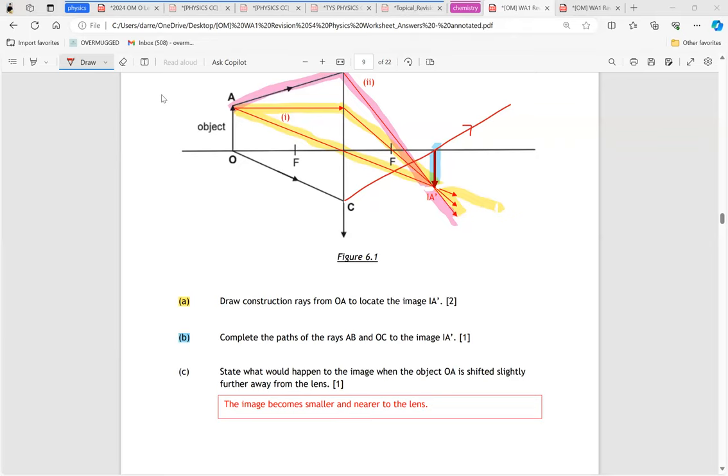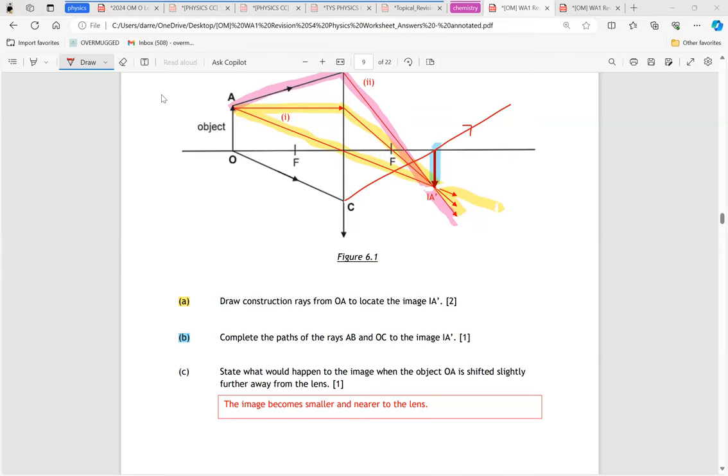Okay, and lastly, part C, what happens to the image when the object OA is shifted slightly further away from the lens? So if I move my object further away from the lens, I want you to think in terms of similar triangles. What's going to happen? Will the image be bigger or smaller now? It would be smaller, right? Because now the object will form the bigger triangle, the image will form the smaller triangle. So without even having to memorize anything, we become absolutely clear that our image will become smaller than before.